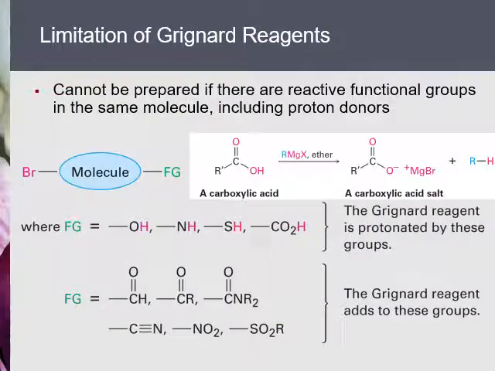Remember, in Grignard reagent, the carbanion is a strong base. If the reactant contains acidic hydrogen, the reaction will undergo acid-base reaction instead of nucleophilic addition reactions. Okay, so the functional groups that contain acidic hydrogen include alcohol, amine, thiol, carboxylic acid.